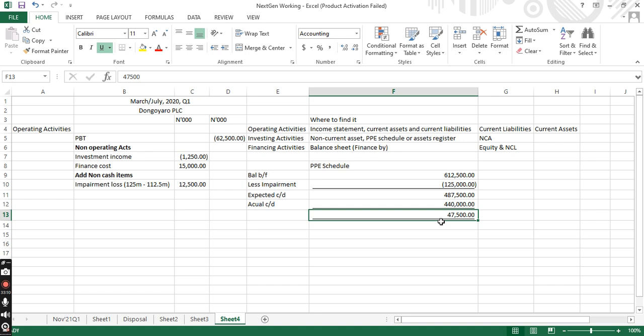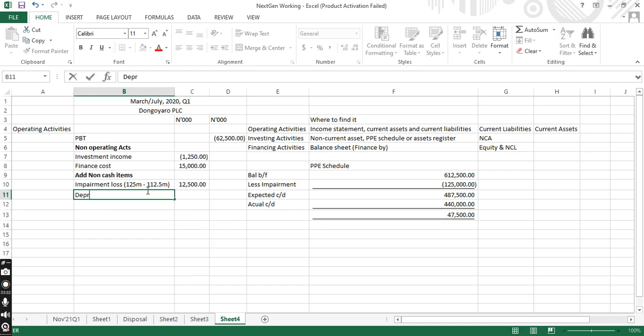That will be the depreciation. Had we been given a depreciation figure, we would have deducted depreciation from the opening balance to arrive at the expected closing balance. So which means our depreciation is 47,500, right? Okay, so let's add back depreciation, 47,500.